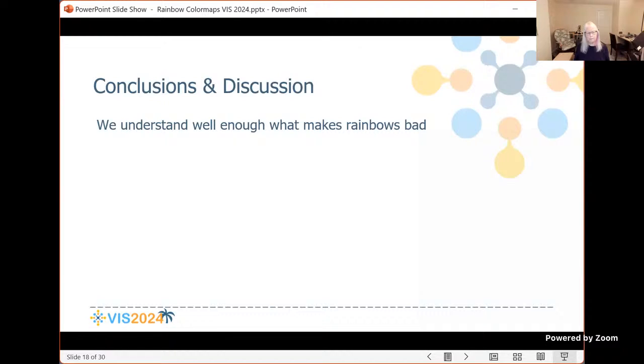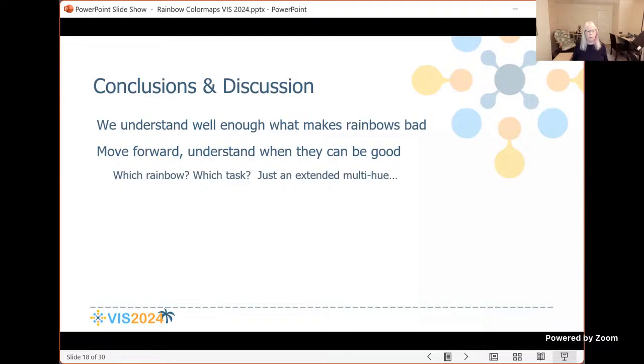So in conclusion, I hope I have persuaded you that we understand well enough what makes rainbows bad. And now it's time to move forward and understand where they can be good. And to do that, we need to think about which rainbow and which task. A rainbow, after all, is just an extended multi-hue. Multi-hues do well at various tasks, so should the rainbow. So please, when you think about evaluating rainbows or designing with rainbows, think carefully about which rainbow, and don't use the old classics if you already can tell they're going to fail.